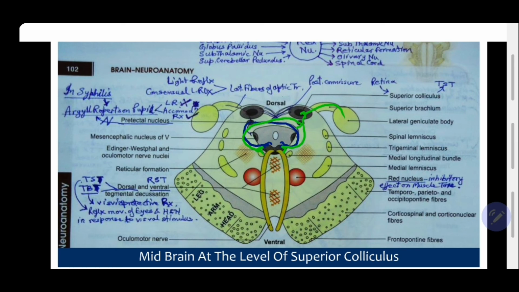Okay, now in case of infection, syphilis is one infection which normally affects the spinal cord, dorsal column also, that's called tabes dorsalis, and even syphilis can attack this nucleus, the tectum of the midbrain. So if there is infection or any injury or lesion to this pretectal nucleus, obviously the light reflex and the consensual light reflex will be lost. Got it?